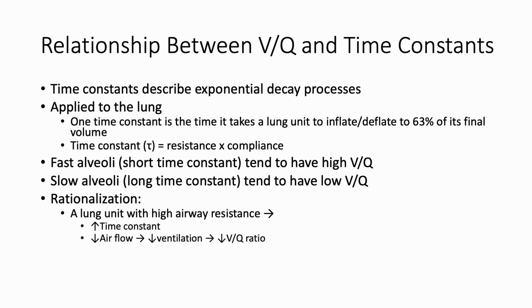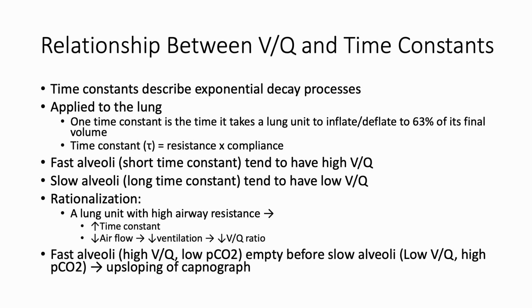The easiest way to rationalize this is to think about a lung unit with a high airway resistance. We can easily understand that this is going to mean that it has a long time constant, making it a slow alveolus. And if airway resistance is high, it's going to slow down airflow to the lung unit, reducing its ventilation and hence reducing its VQ ratio. So a slow alveolus will have a low VQ ratio.